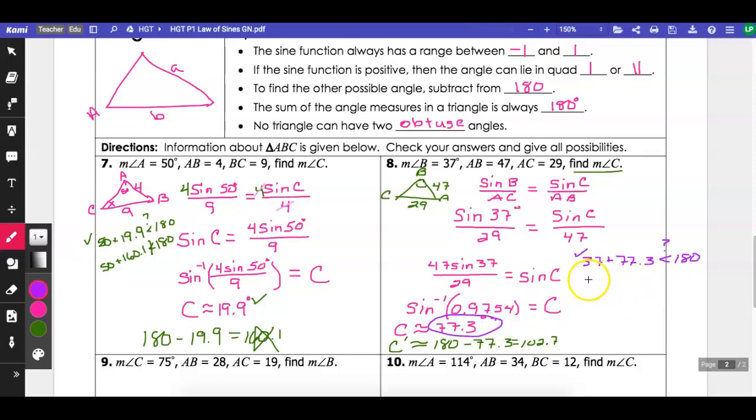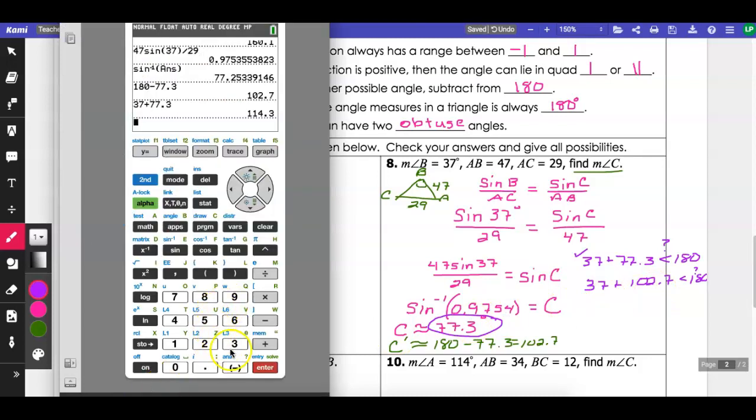Then the next one we check is 37 plus 102.7. Is that less than 180? If it is, then we can use it. And I know you can add that in your head, we can all add that in our head, but let's just double check it on the calculator. So 37 plus 102.7, that's 139.7. That is less than 180.